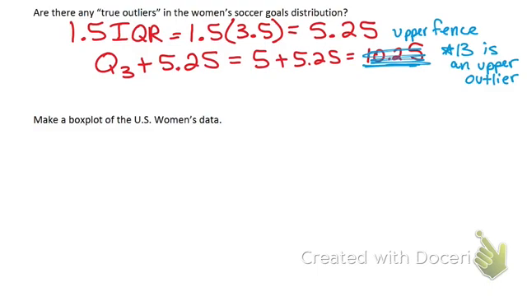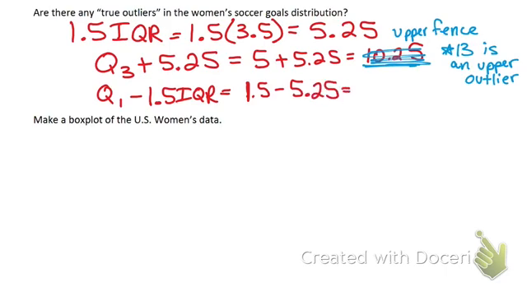Got it? Perfect. All right, how do I find the lower fence? Q1 minus 1.5 IQR. What was Q1? 1.5, wasn't it? Yes. Okay. 1.5 minus 5.25. Oh boy! What's the lower fence?